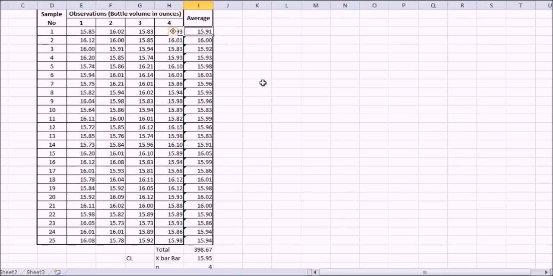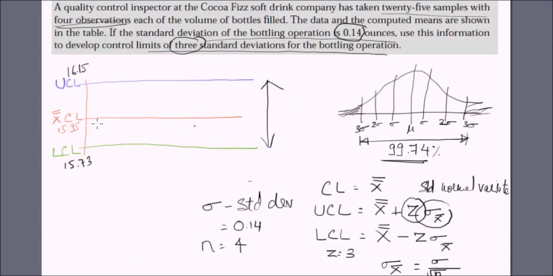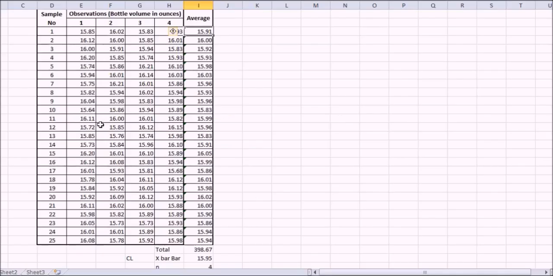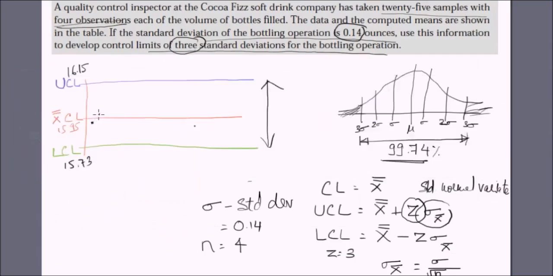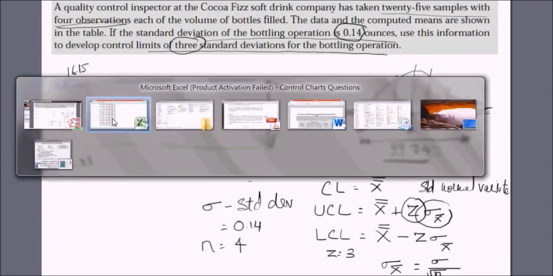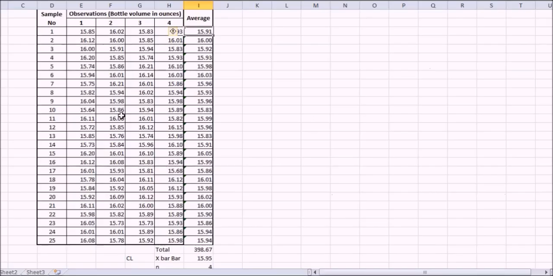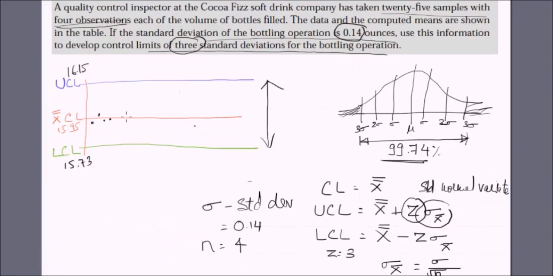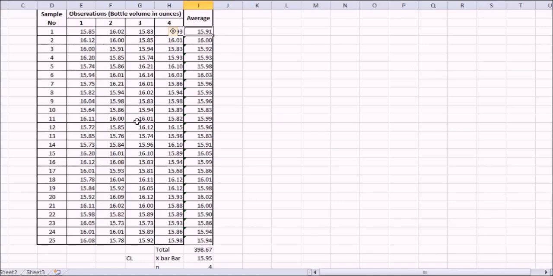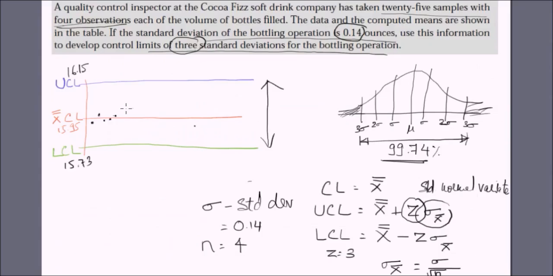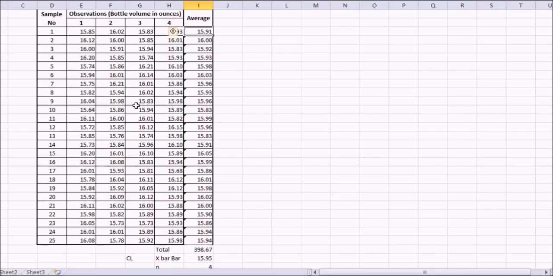We can of course plot them. 15.91, the first one should be here. Next is 16, which should be here. The third is 15.92, again here. Next is 15.93, very close to this line, so we see that the process is very close to the central line. Next is 15.98, which will be here, and then 16.03 will be somewhere over here, and so on.